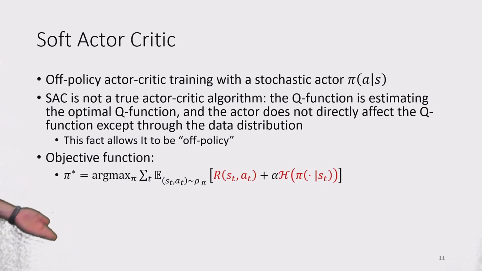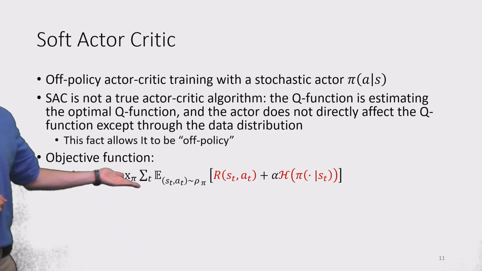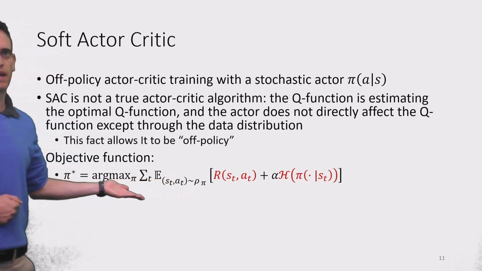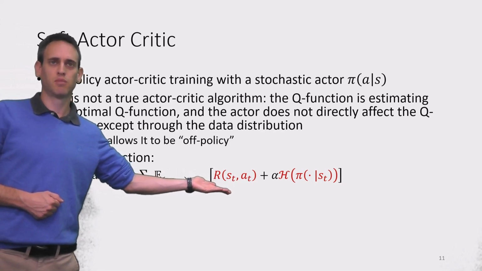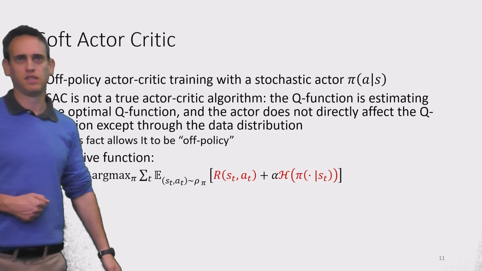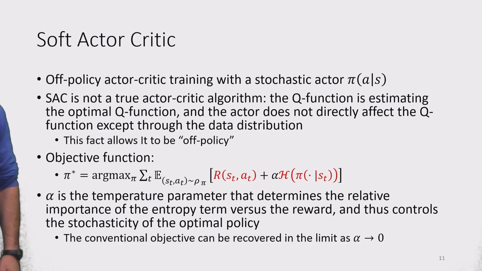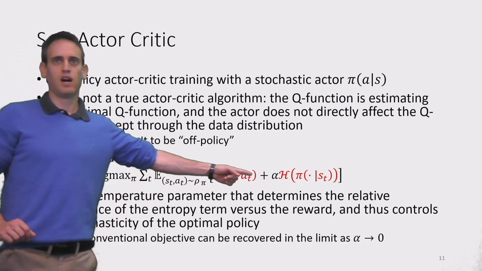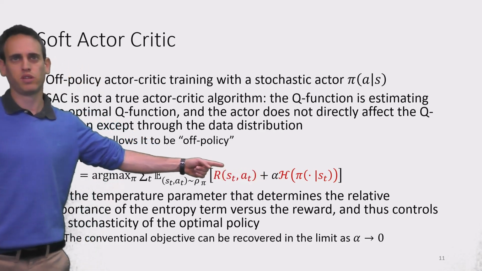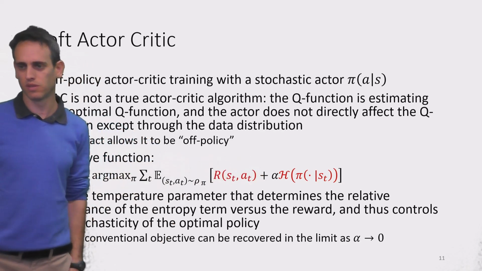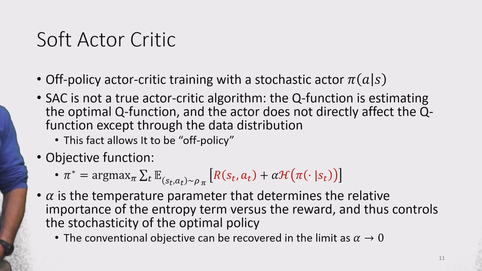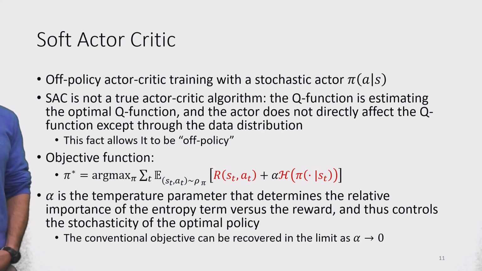Our objective function is the max entropy objective function, as we defined it previously. We would like to maximize some combination of the sum of the rewards plus the entropy term over all time steps. In this case, you can see alpha here that defines the linear combination between the entropy term and the rewards. Alpha is a temperature parameter that determines the relative importance of the entropy term versus the reward, and thus controls the stochasticity of the optimal policy.